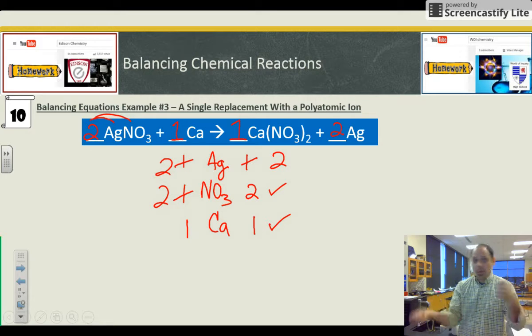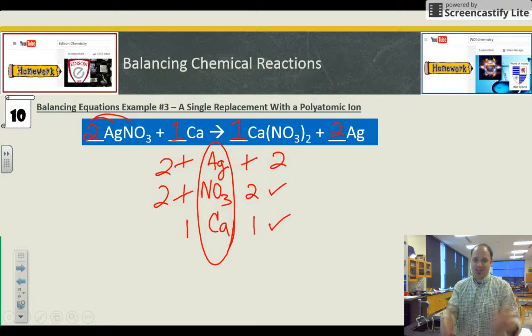It's kind of like a game of ping pong. It really is. Back and forth, back and forth. What do I got to do here to make it all match up? The arrow is the net.